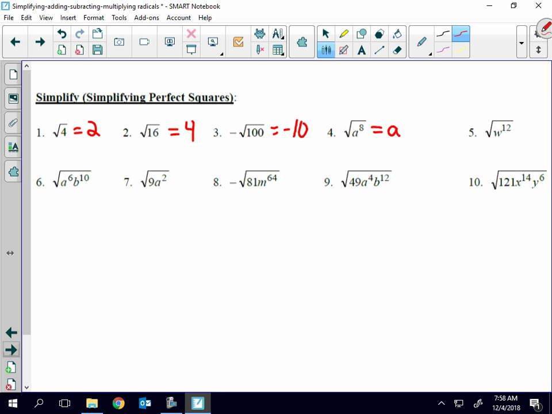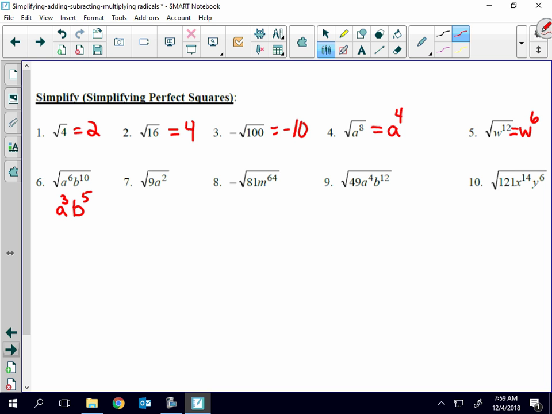Take the a and halve the exponent. Okay, this is going to be w to the 6th power. We're just halving the exponent. I'm going to write these ones underneath here for number 6. Okay, it's just a to the 3rd power. Take the exponent and halve it, and b to the 5th power.